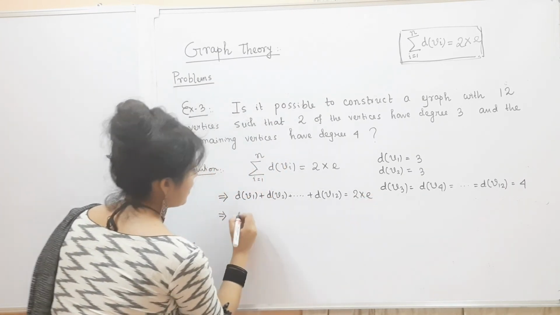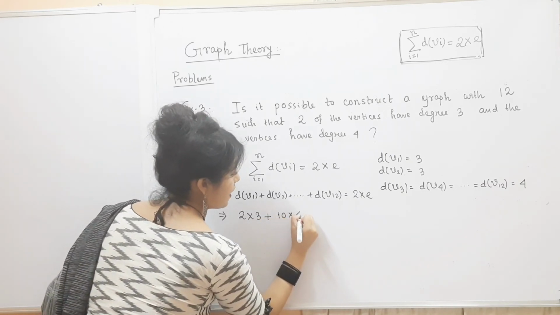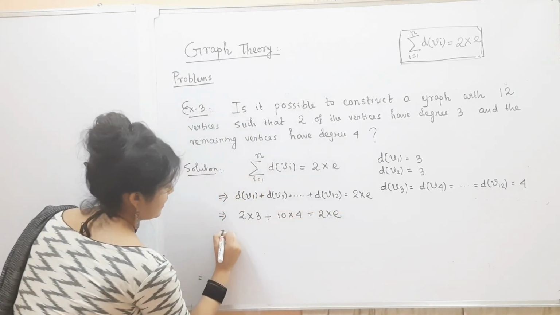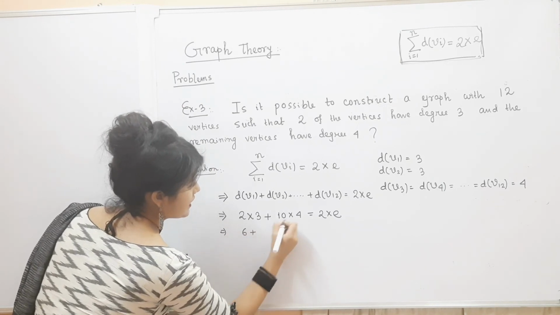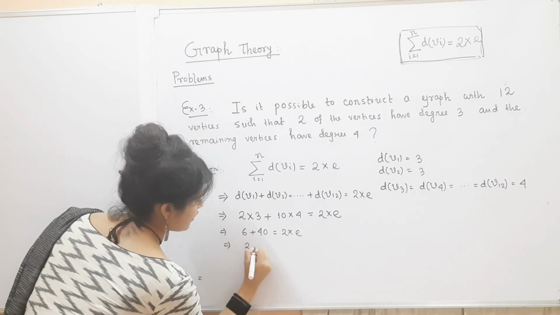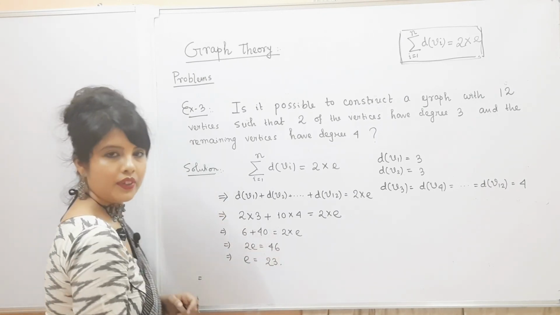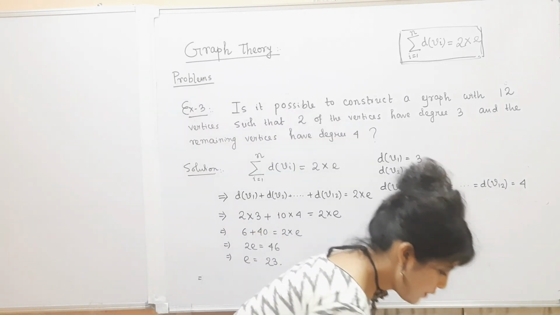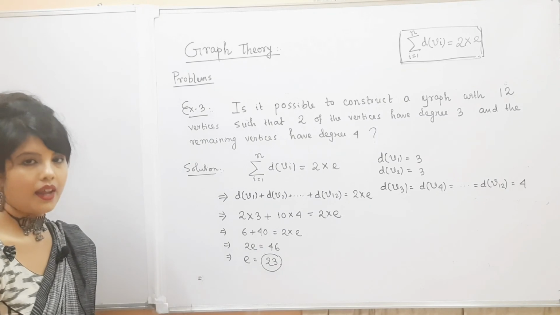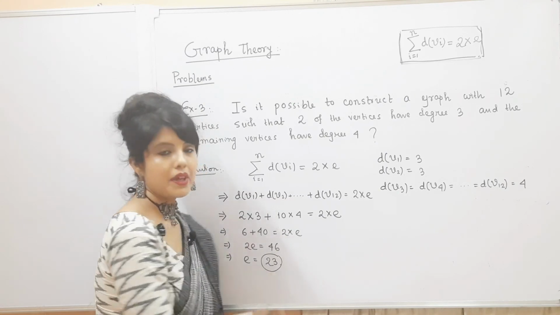Now 2 are of degree 3 and all the remaining, that is 10, are of degree 4. So this is 2 into E, and this is 6 and this is 40, so 2E equals 46, and therefore E is equal to 23. So there are 23 edges. Since it is an integer, and obviously a positive integer, E should be a positive integer.